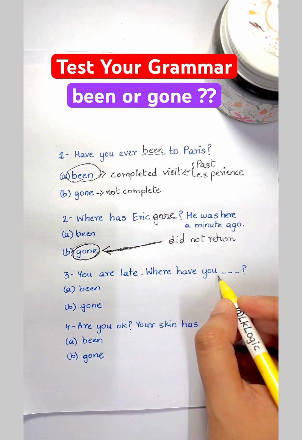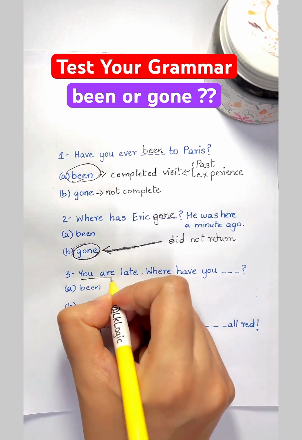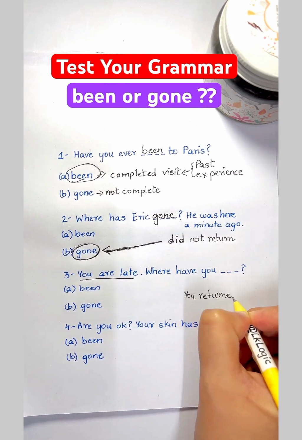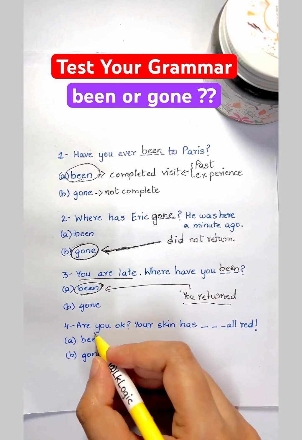You are late. Where have you blank? Where have you been or where have you gone? Here you are late tells us that you returned. So use been. You are late. Where have you been? Are you okay?